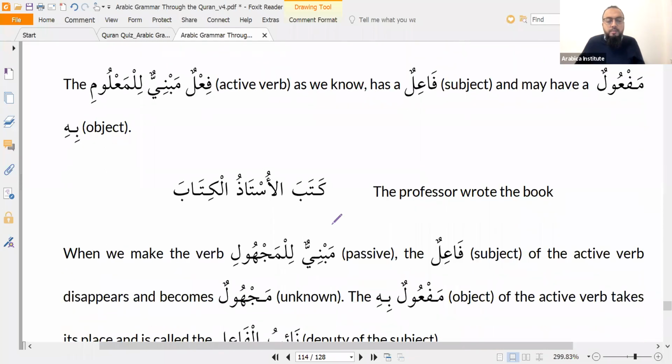Right, now let's see what happens when you make the verb passive. If I say kataba al-ustadhu al-kitaba, the professor wrote the book, when I make this passive, what do I do? Kutiba. You change these two vowels, and then the fa'il disappears. And who becomes the new fa'il? Who's doing the action of being written now? It's the book, isn't it? So this one becomes the new fa'il, the new doer. Okay?